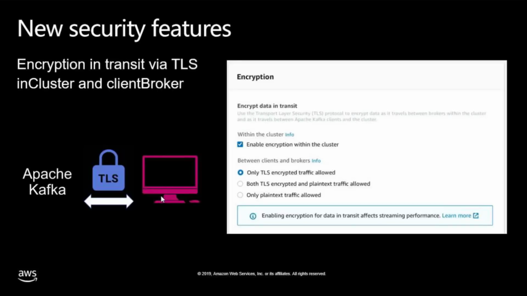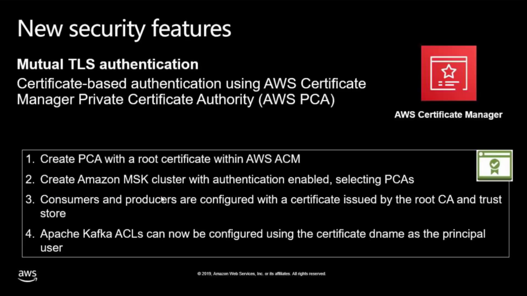So here's a console snapshot of the new encryption feature for in-transit encryption, and you can separately enable encryption between brokers using in-cluster encryption, and you can also enable client to broker encryption as well. Mutual TLS authentication uses private certificate authorities from the AWS Certificate Manager service and allows you to deploy those to MSK clusters. And when those are deployed, we're using those to authenticate clients using the client's TLS certificate that they're presenting when they are connecting to a cluster.